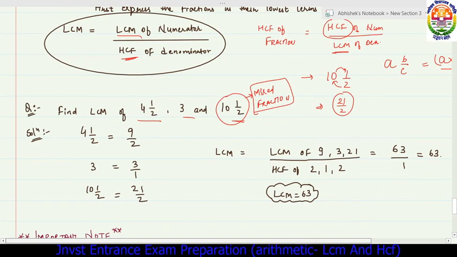So here we have 21 by 2. Then 4 1 by 2: 4 twos are 8, 8 plus 1, 9, so 9 by 2. And 3 is written as 3 by 1.